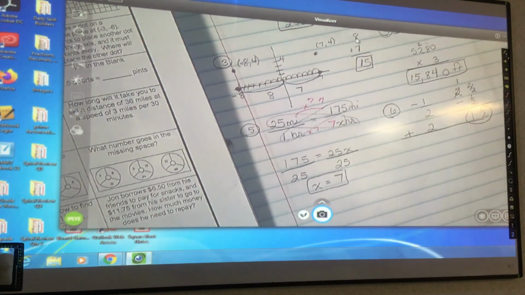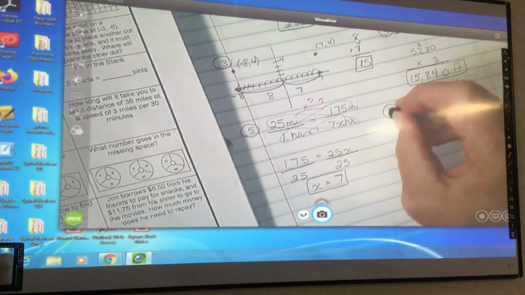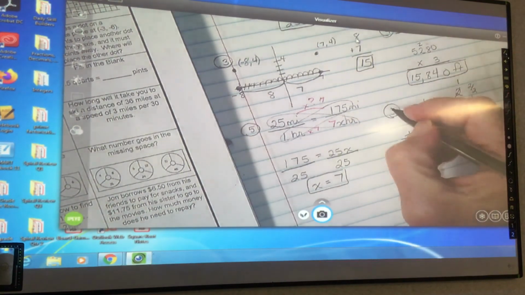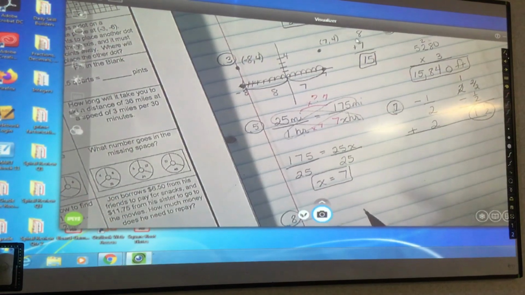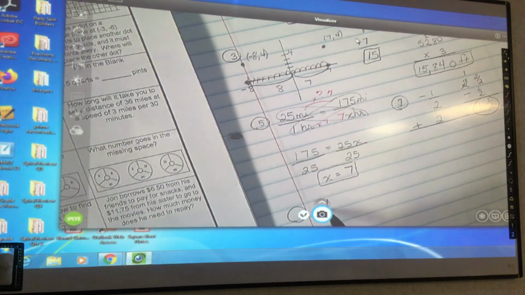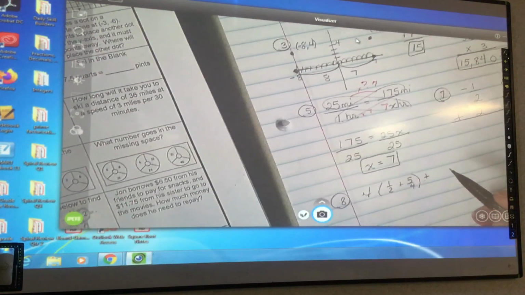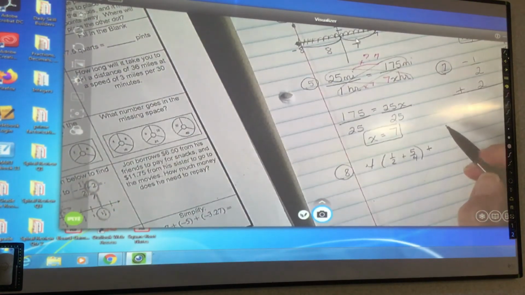Mrs. Belden, that's number 7. Oh, thank you, yes, because 6 we did on our paper. And number 8. 4 times the quantity, 1/2 plus 5/4, plus a negative 5.